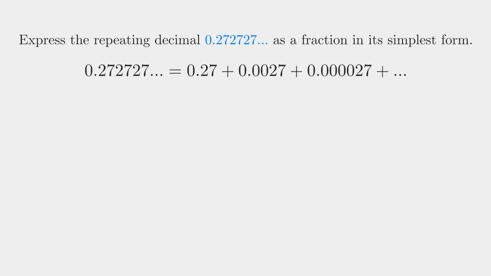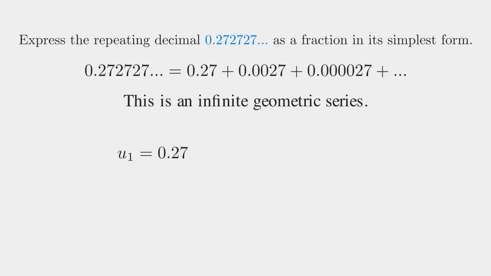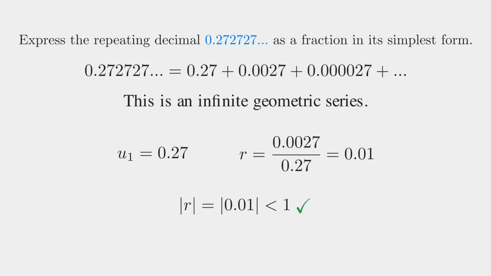0.27 repeating is 0.27 plus 0.0027 plus 0.000027 and so on. This is an infinite geometric series. The first term, u1, is clearly 0.27. Now to find the common ratio r, we divide the second term by the first term. 0.0027 divided by 0.27 gives us 0.01. Now since the absolute value of r, which is 0.01, is less than 1, the series converges. And we can use the sum to infinity formula.